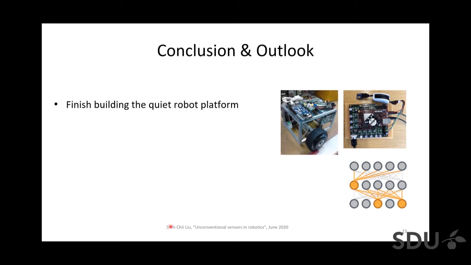Our outlook is to finish building this quiet robot platform where the robot doesn't make any sound. If you have a platform that makes sounds, then that's going to interfere with the spikes coming from the cochlea. This is a robot called a silent runner, where it moves extremely fast but doesn't make any sound.